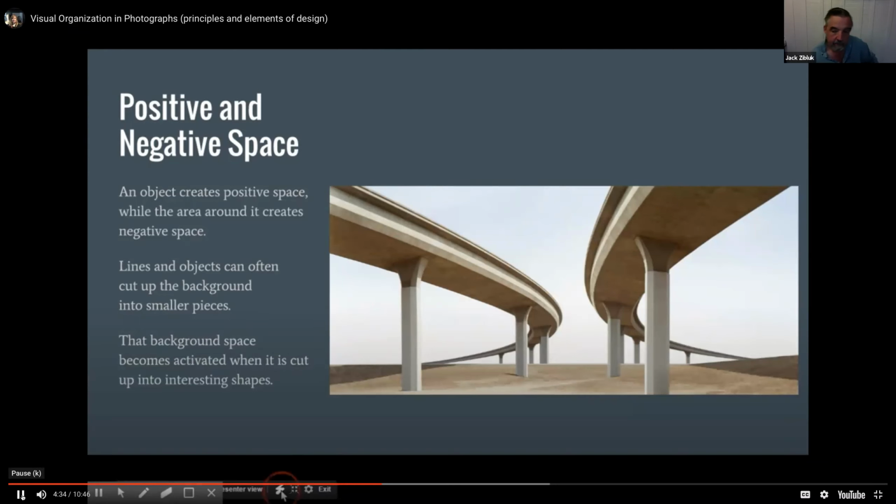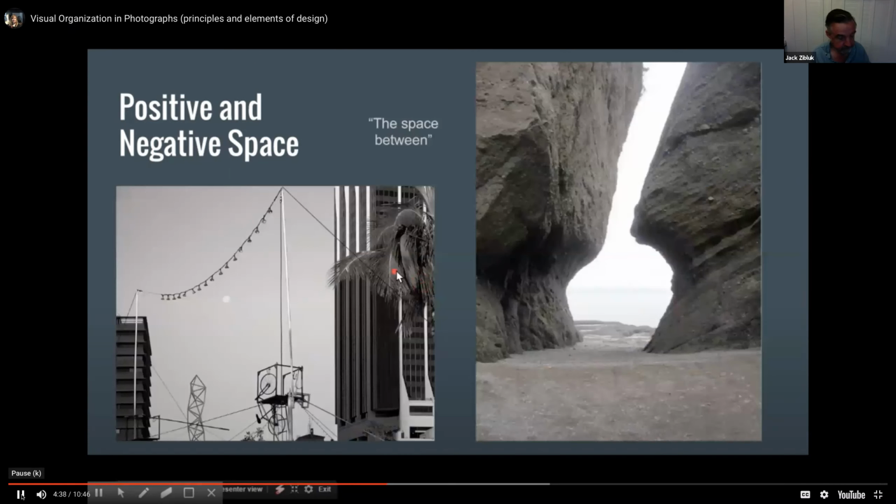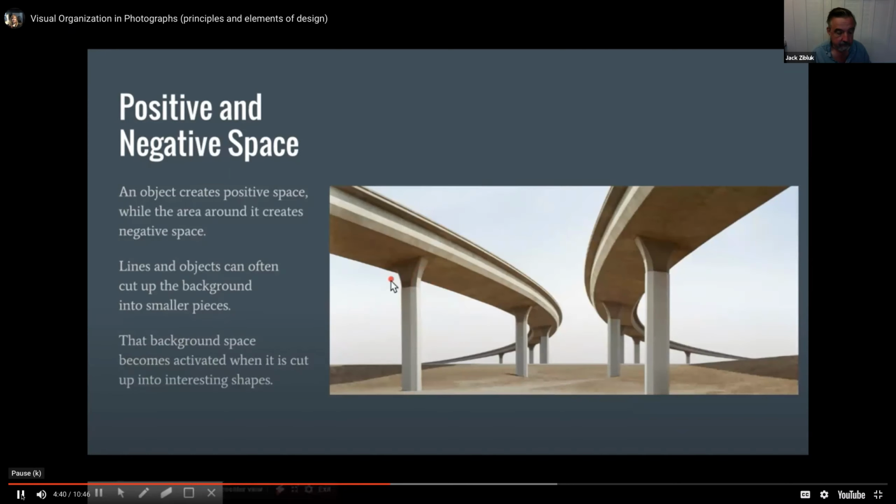It's these shapes that are created in the background. And if you have interesting negative space, it helps to create an interesting composition that your viewer will take more time to look at and will be more interesting to the viewer. So this would be all the negative space.